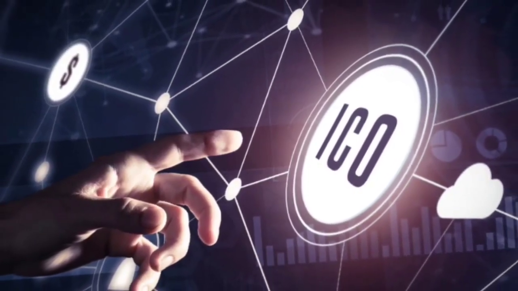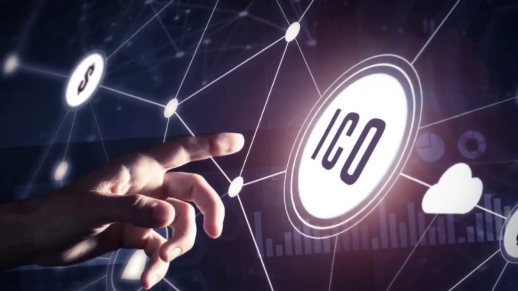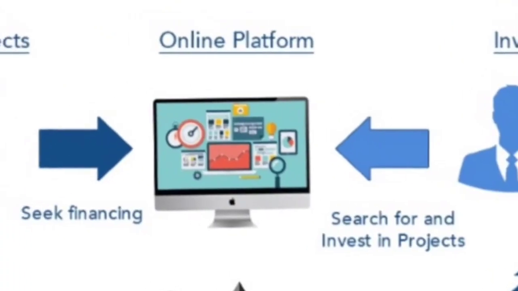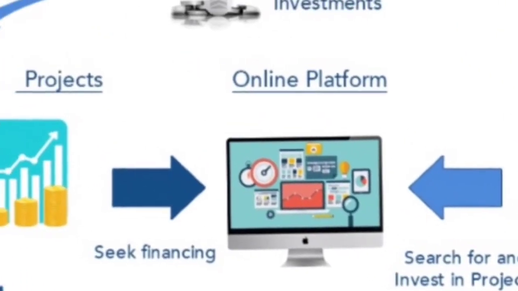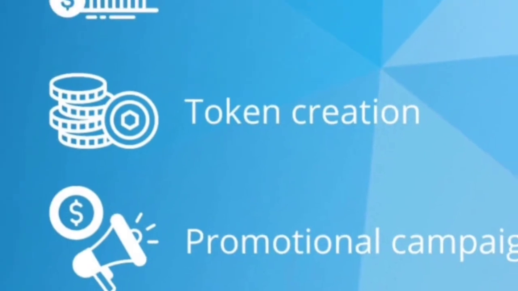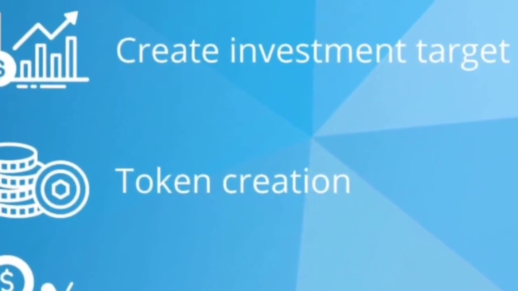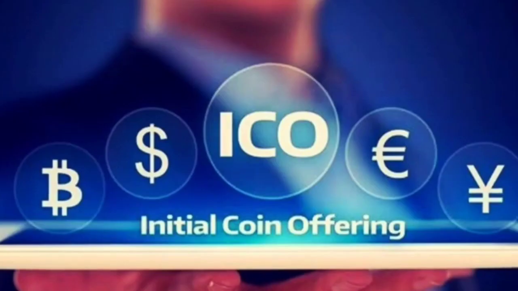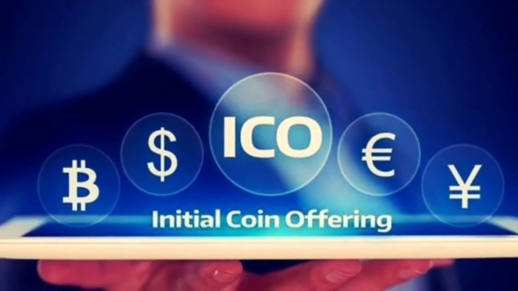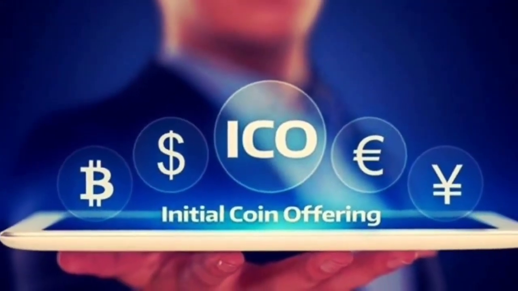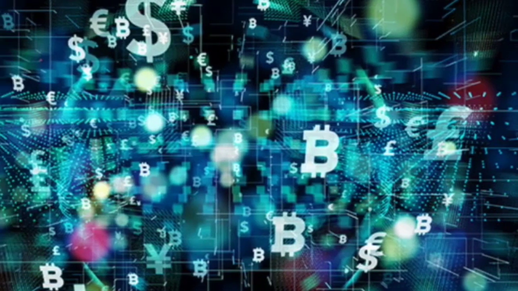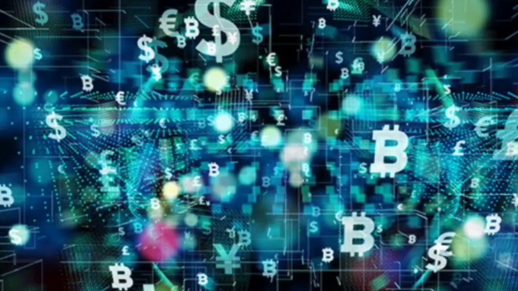Factors that determine ICO value. Now, let's discuss the factors that determine ICO value. The first and most important factor is the project behind the ICO. This includes the team behind the project, the market demand, and the technology used. A good project should have a viable use case that solves an existing problem, be backed by a reputable team, and have a good technical infrastructure.